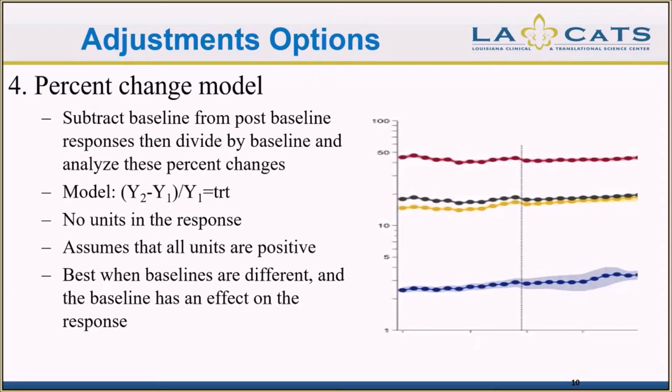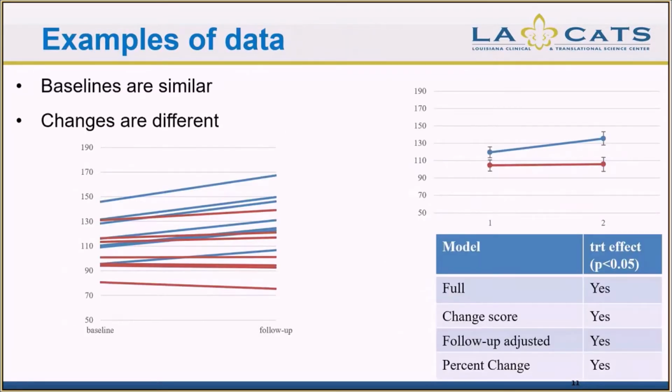These models are best when there are differences at baseline and the baseline has an effect on the response. So that's the little caveat that makes this one different than the change score models. The change score models, to reiterate, we assume that they're not affected by the baseline value, but the percent change models we do assume are affected by that baseline value. So now that we've gone over all the models, what I'd like to do next is run through a few examples of data and then what the different results show.